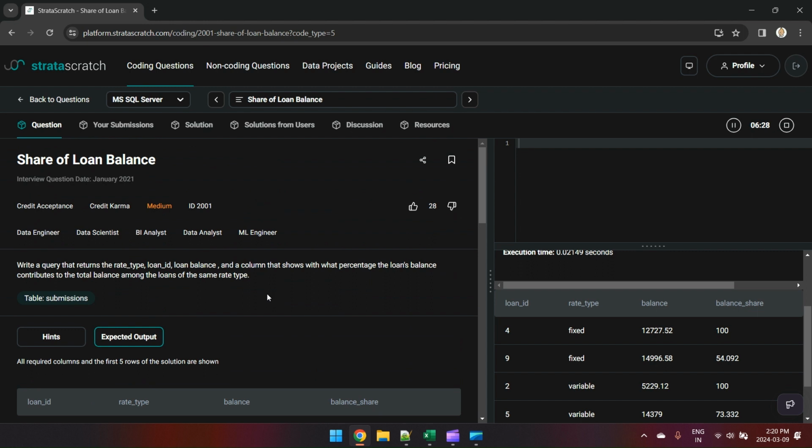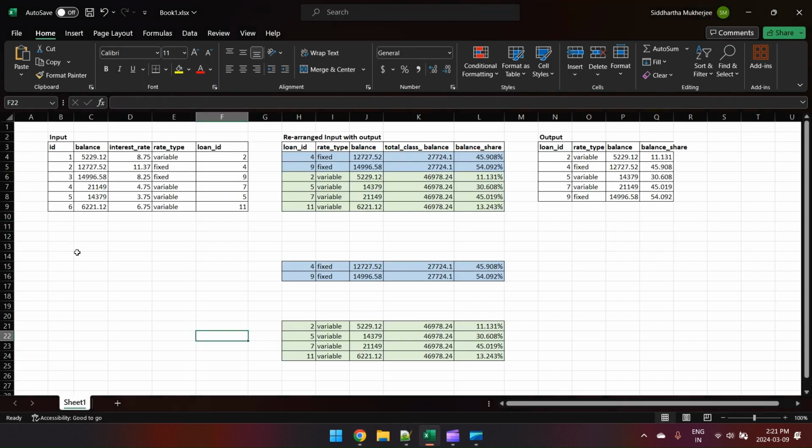And what the SQL problem is asking us to do is it wants us to add one more column which will show what percentage each loan's balance is as a fraction of the total balance of all loans of that same type. A little difficult, but let's go to Excel and see that we understand the problem correctly.